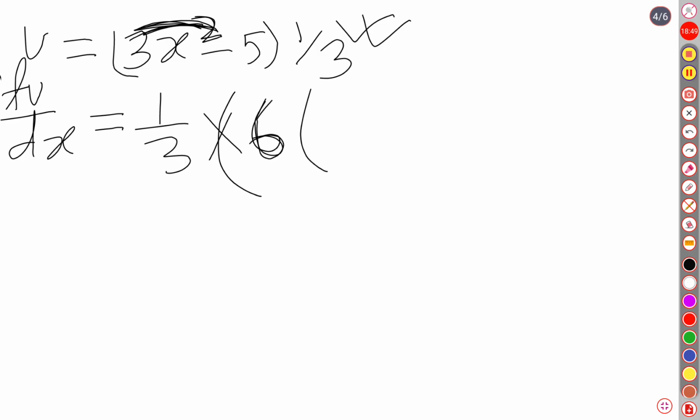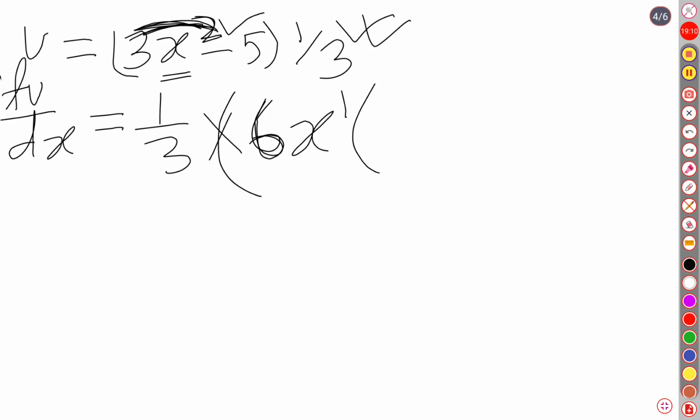Then what will happen? The inner function will remain as it is. No, still we will have to look at the inner function is 6. But what about x? There is x also. The degree of x or exponent of x will be reduced by 1. Here degree was 2. Now if we subtract 1 from 2, it will be 1.